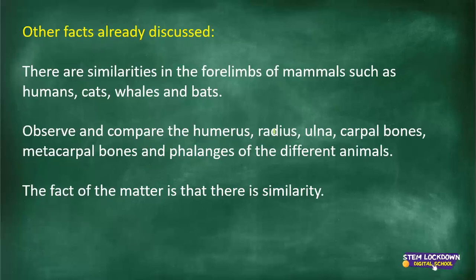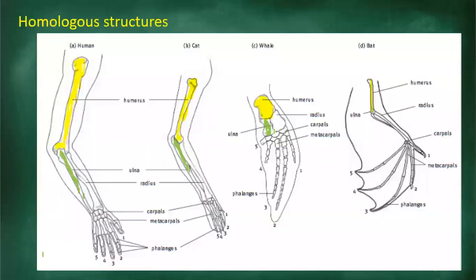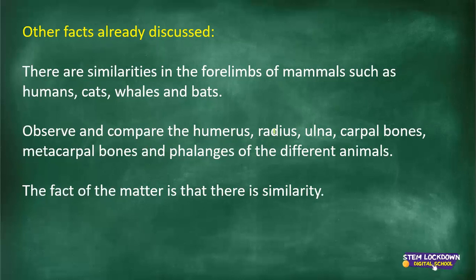Other facts which we've already discussed here. There are similarities in the forelimbs of mammals such as humans, cats, whales, and bats. That is true. We've seen it in this diagram here. We've seen there are similarities in the forelimbs of these four species. And you can observe and compare the humerus, radius, ulna, carpal bones, metacarpal bones, and phalanges of the different animals. We have observed them and we have compared them, all of those ones.